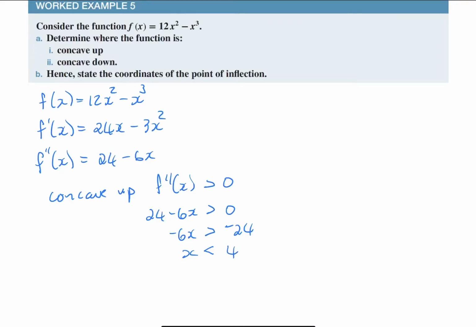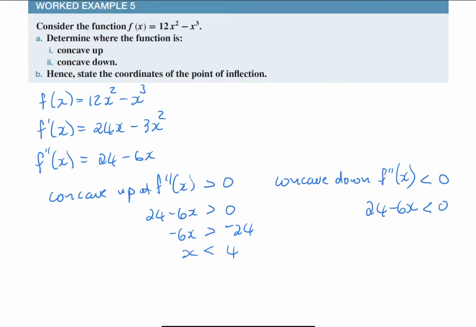So the function is concave up where x is less than 4. It is concave down where f'', the second derivative of x, is less than 0. In other words, that is where 24 minus 6x is less than 0.